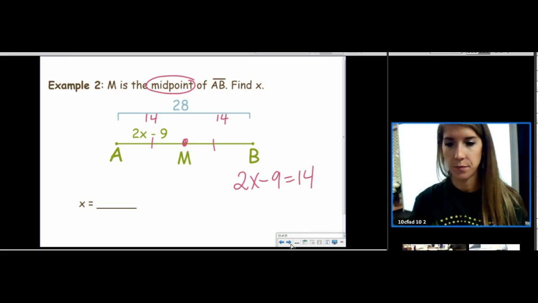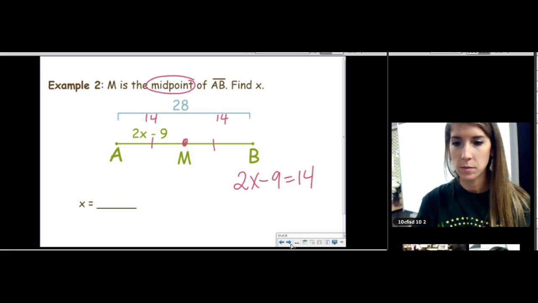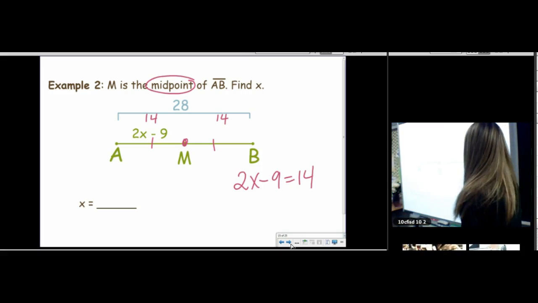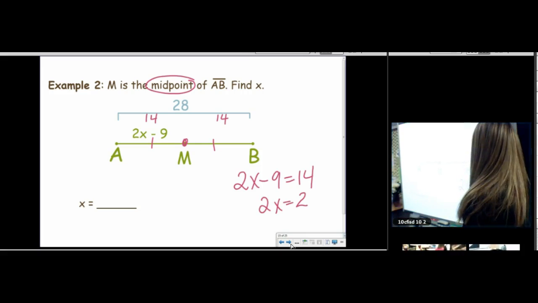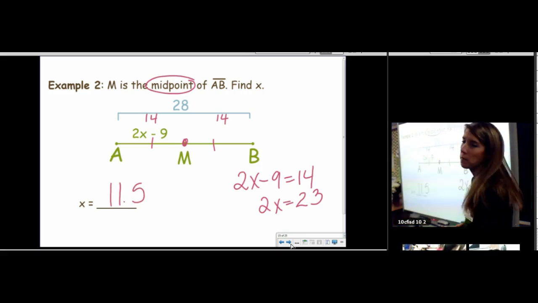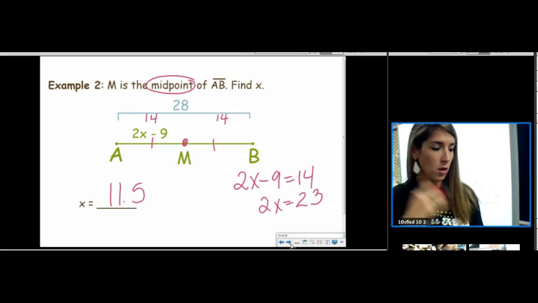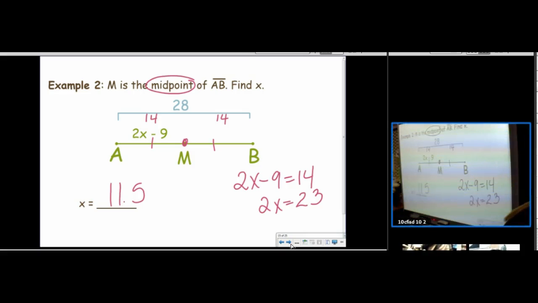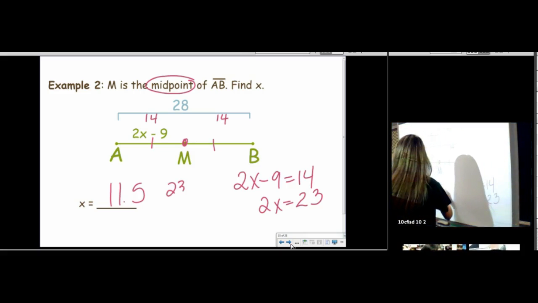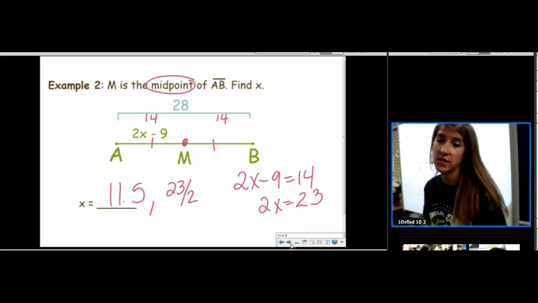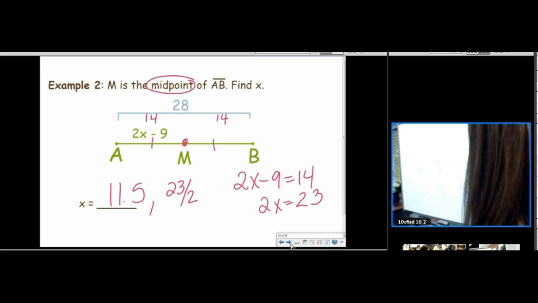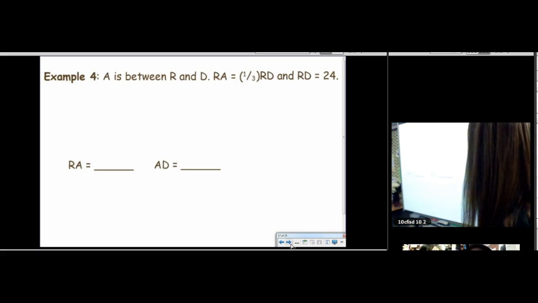What'd you get for x? Good job, guys. X can be a decimal. Don't get scared when x is a decimal. 2x equals 23. So x equals 11.5. Remember, we don't like mixed fractions, so you can do decimal, or you could do fraction. You could have put 23 halves, and that would have been just fine. Okay, good. I'm not going to make you plug this one back in. We're going to move on.